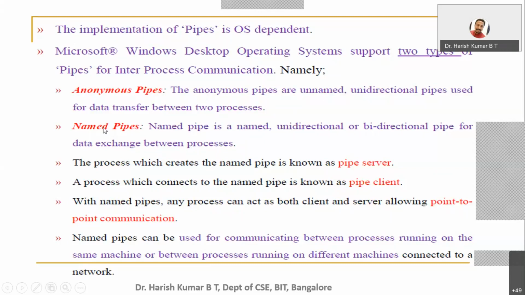The other one is the named pipe, which can be created by using the command I already mentioned, mkfifo. Using that, you can create a named pipe. This named pipe can be a unidirectional or bidirectional pipe for data exchange between any unrelated processes. Now, the process which creates the pipe, whether named or unnamed, we call it a pipe server, and the process which just connects to it, we call a pipe client.